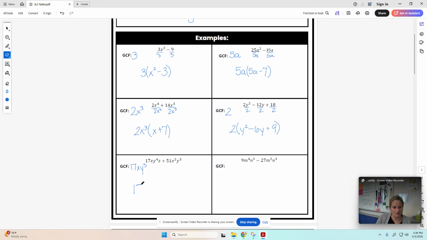So I put my greatest common factor in front, and then in parentheses, I'm going to put what I get after I divide each of these by 17xy cubed. 17 divided by 17 is 1. I'll probably have some variables here, so I'm not going to write the 1. I don't need that as a coefficient. X divided by x is also 1. Y to the 4th divided by y to the 3rd leaves me with a single y, and the z didn't go anywhere because we didn't divide by any z's.